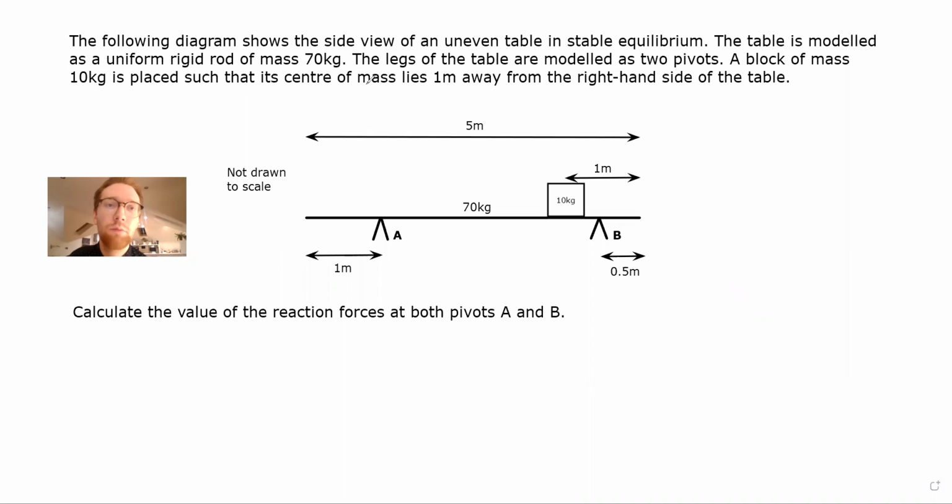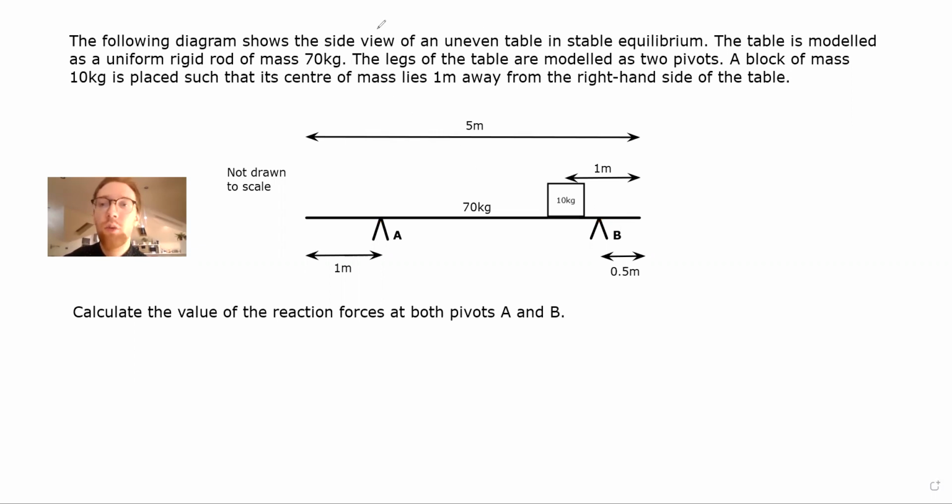So the following diagram shows a side view of an uneven table in stable equilibrium. The table is modeled as a uniform rigid rod of mass 70 kilograms. The legs of the table are modeled as two pivots. A block of mass 10 kilograms is placed such that its center of mass lies 1 meter away from the right-hand side of the table. The question asks us to calculate the value of the reaction forces at both pivots A and B. So that's going to be here and here.